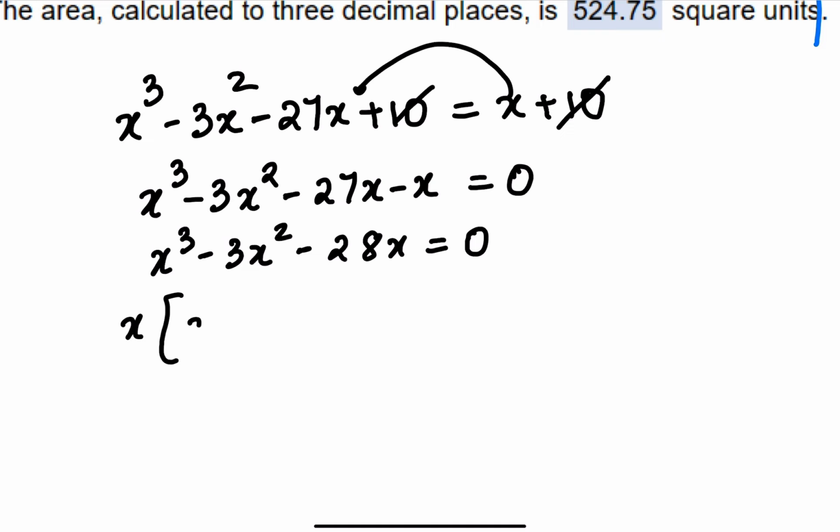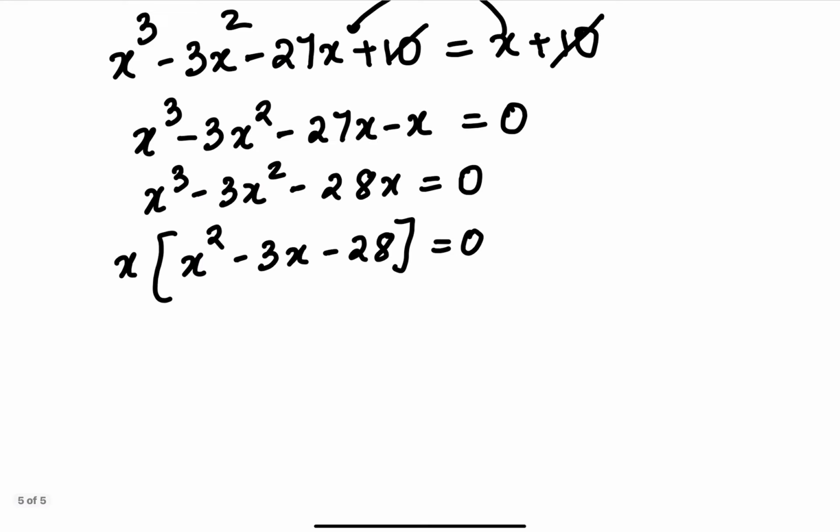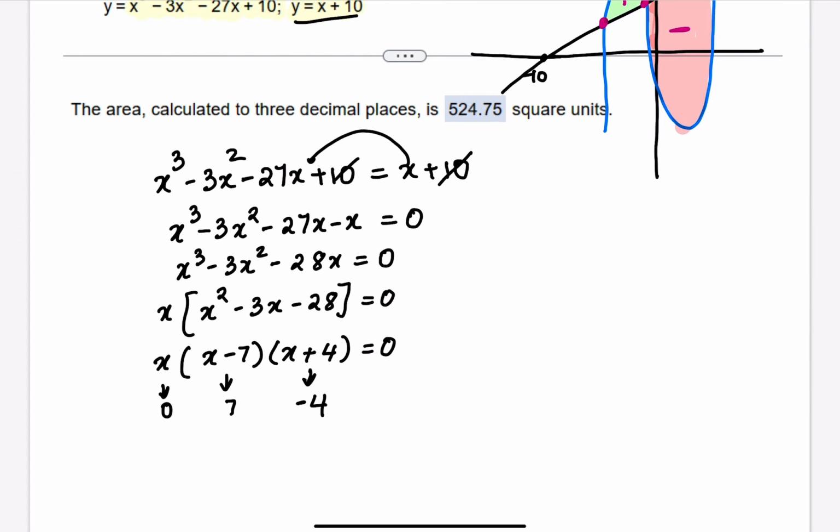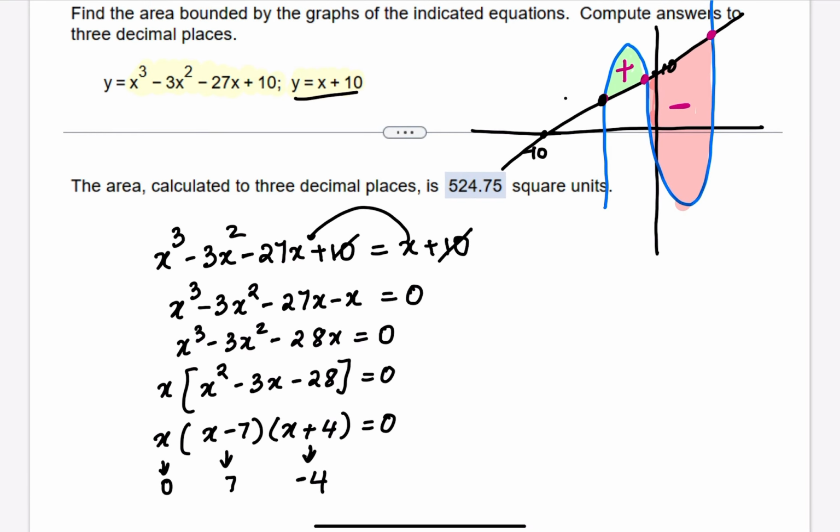Factor the x out. I have x squared minus 3x minus 28 equal to 0. Remember, your goal is to factor this and find the points of intersection. And when I factor this, I have x minus 7, x plus 4 equal to 0. So I know my points are x is 0, x is 7, and x is negative 4. That means this point is negative 4, always going from smallest to the biggest. This point, that means this has to be a 0. It has to be somewhere here.